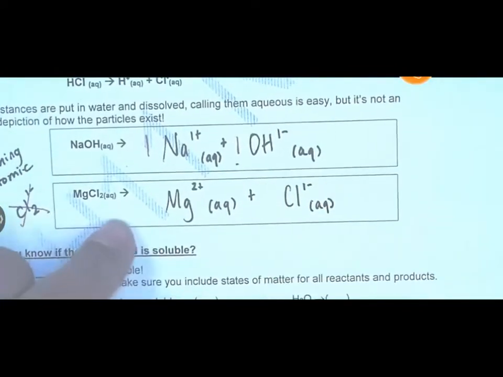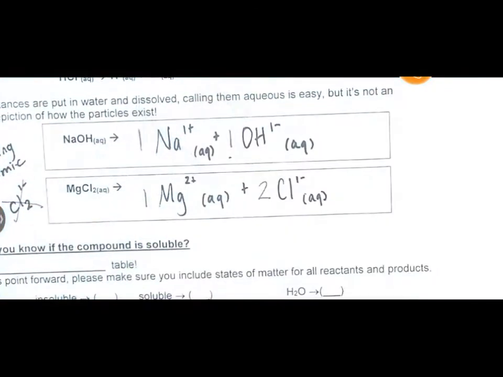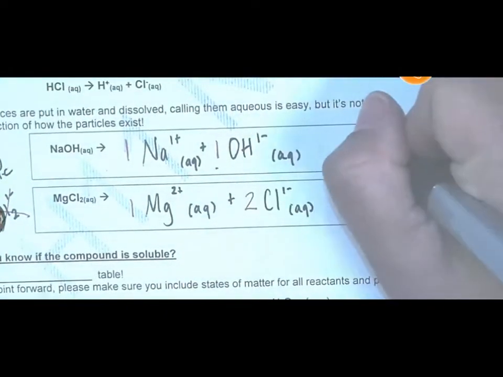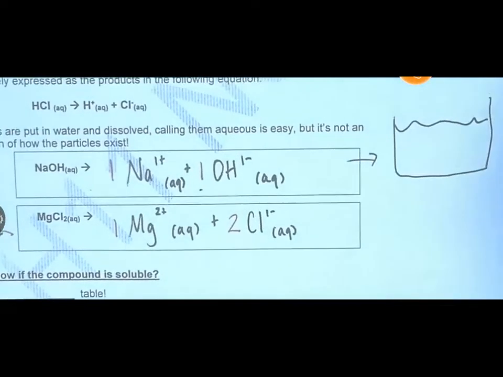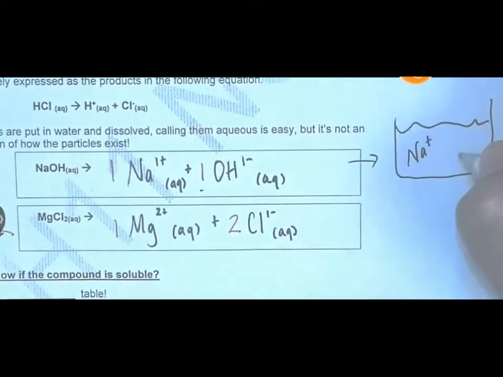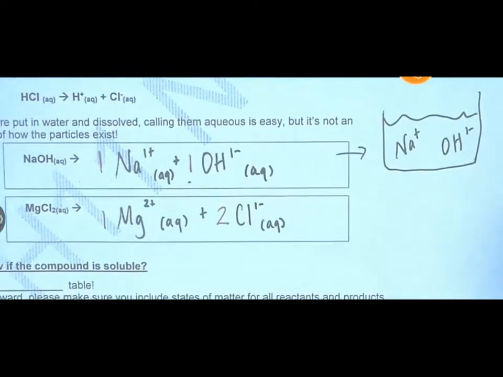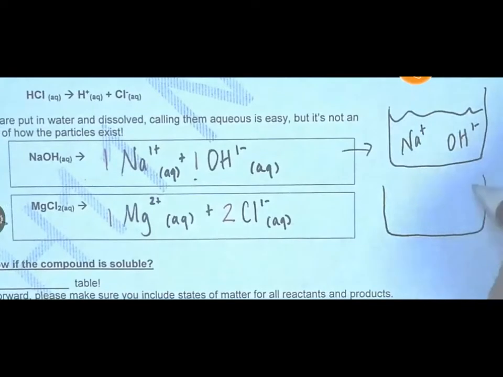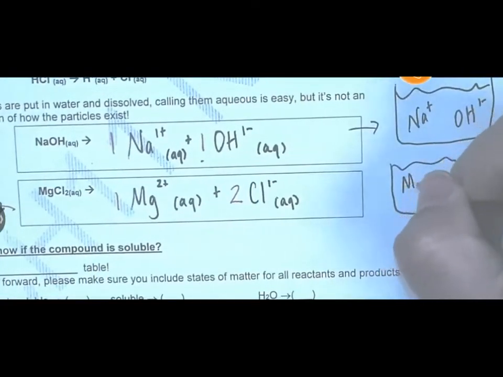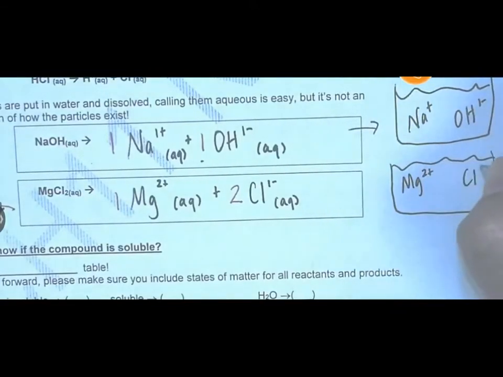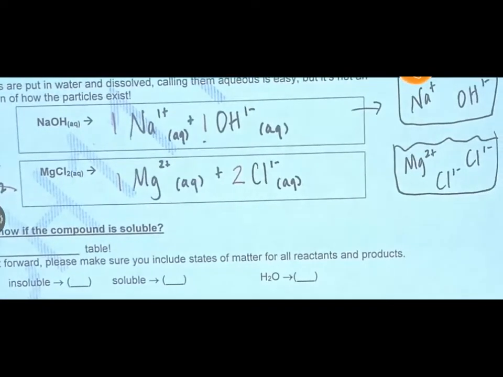But how do I account for this 2 here? I have to double it here. So what does that really mean? It means that if I put this right into a beaker of water, I'm going to have Na plus, a bunch of these, but for the sake of just understanding it, I'm going to have Na1 plus and OH minus free floating. But what if I do that same thing for the magnesium chloride? I'm going to have Mg2 plus separating with 2 Cl1 minuses. That's what that means, okay?